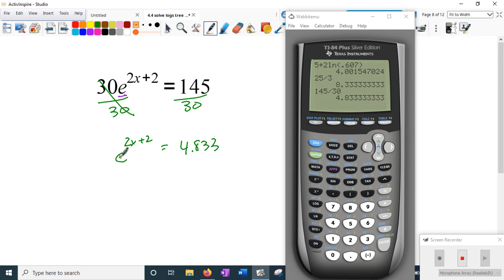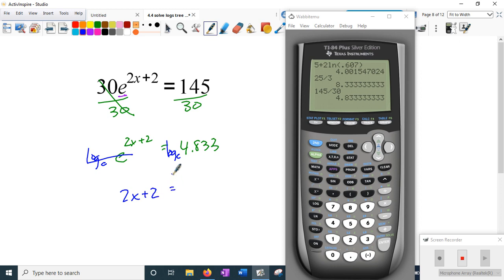Well, now I have to undo this exponential base. Remember, log bases undo exponential bases. So we're going to do log base e. Do you remember what's the same thing as log base e? Yeah, it's called the natural log. So if I do log base e of this side, or I do natural log of this side, all I'm going to end up with is 2x plus 2.